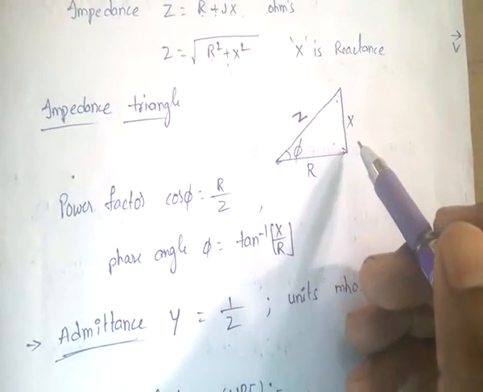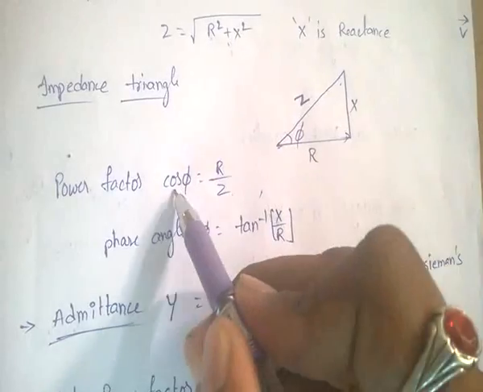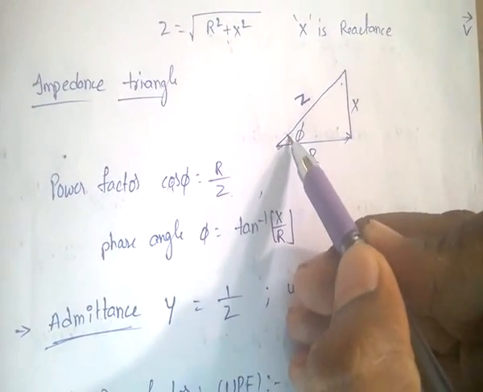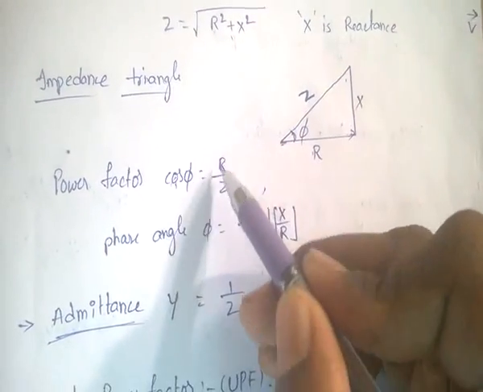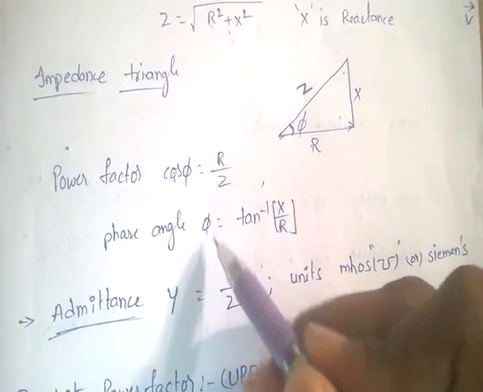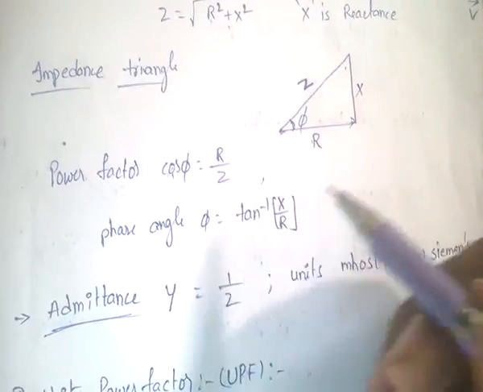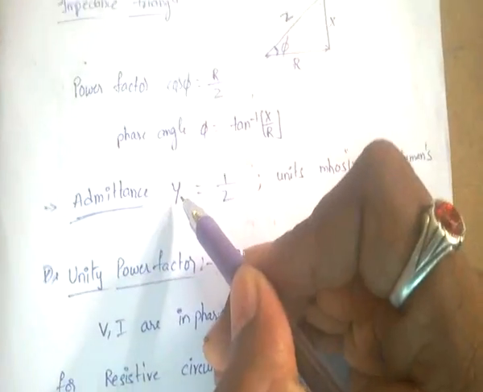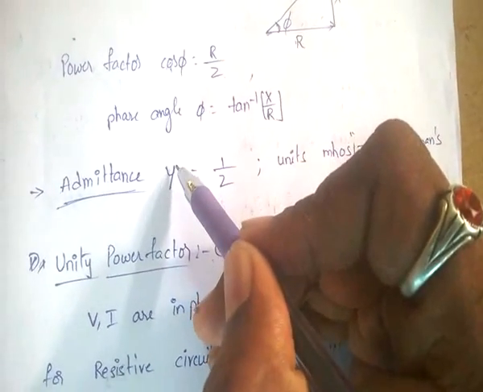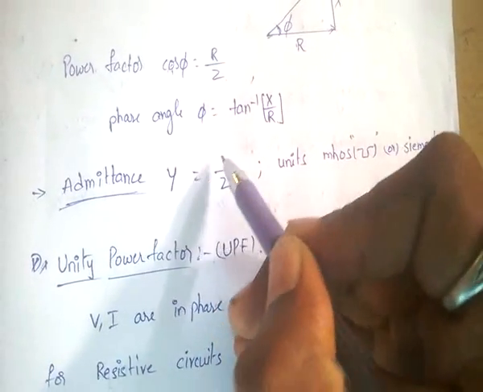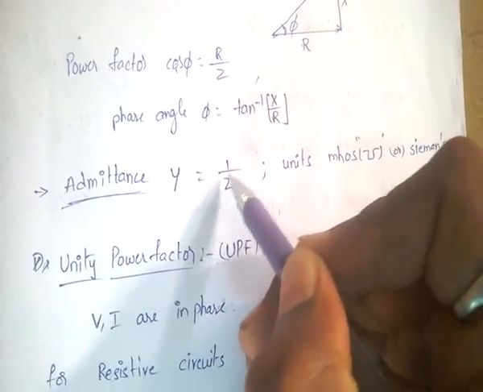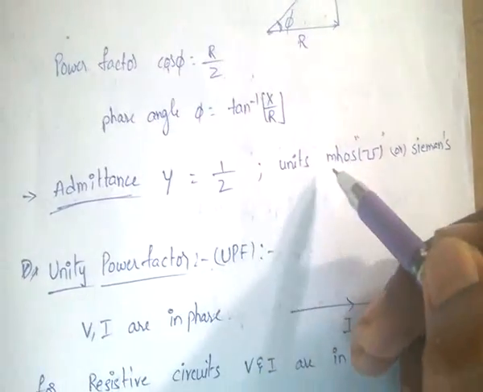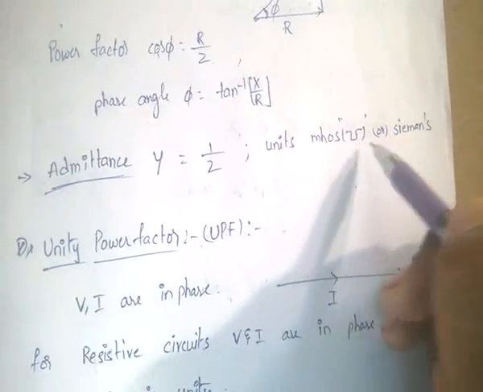From this impedance triangle, we can find the power factor cos phi, which is R by Z, or phi equal to tan inverse of X by R. Here, admittance. What is admittance? Admittance is denoted by Y, and it is the reciprocal of impedance. The units are mhos or Siemens.